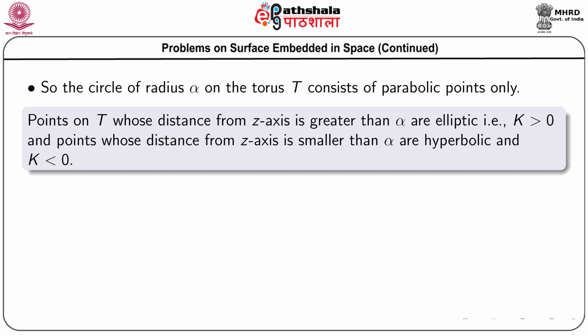So, points on the torus whose distance from the z axis is greater than alpha are elliptic, and in that case the Gaussian curvature is greater than 0. The points whose distance from the z axis is smaller than alpha are hyperbolic, and in that case K, the Gaussian curvature, is less than 0.